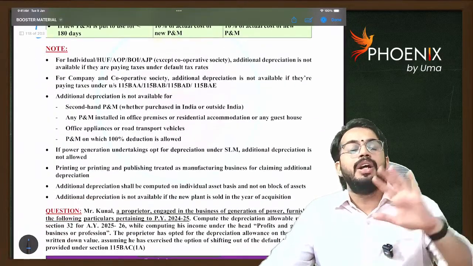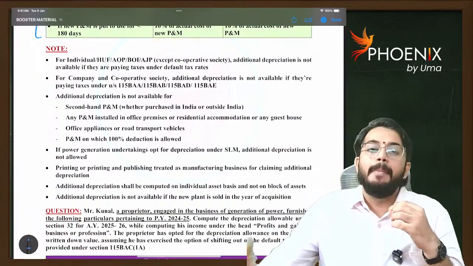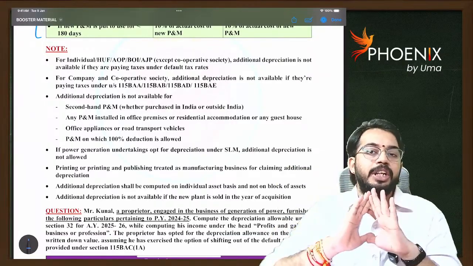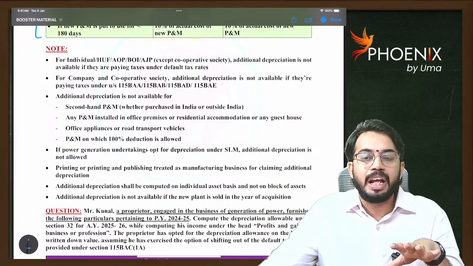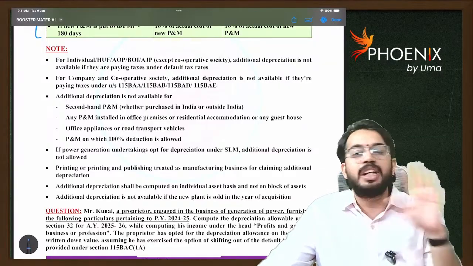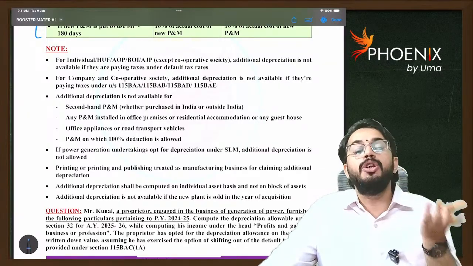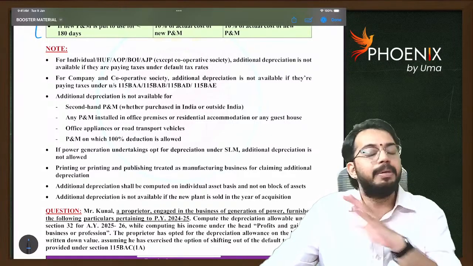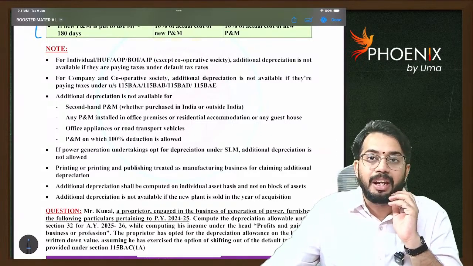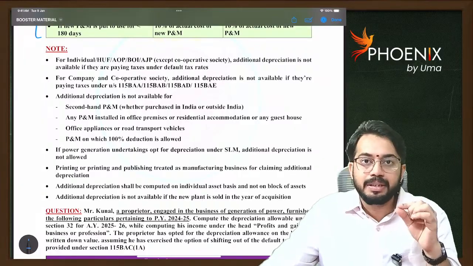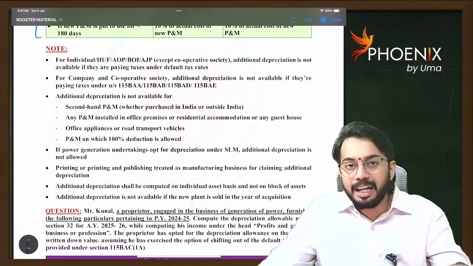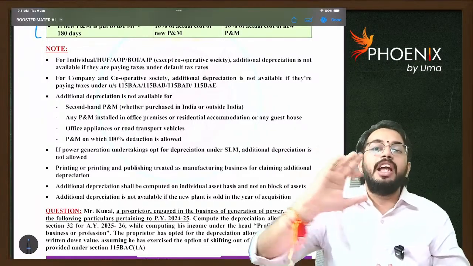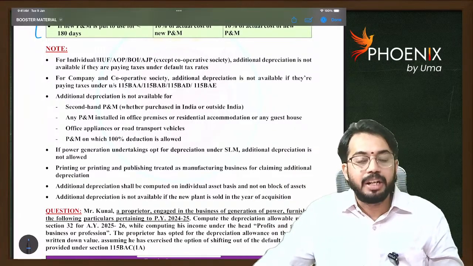Next, sir, I purchased a new plant and machinery, but I am using that new plant and machinery in corporate office. Can I claim additional depreciation? No. If you use new plant and machinery in administrative block, then additional depreciation is not available. Or if new plant and machinery is used in residential accommodation, is additional depreciation available? No, additional depreciation is not available. In very simple terms, only if you purchase new plant and machinery, and if that new plant and machinery is used in manufacturing area, then only you can claim additional depreciation. Are you able to understand?